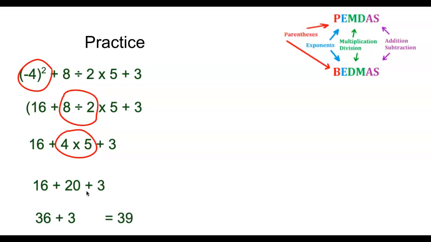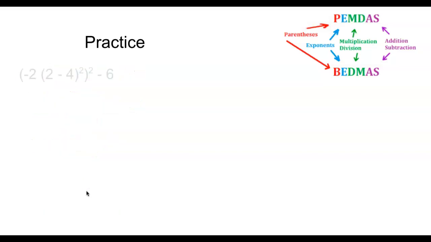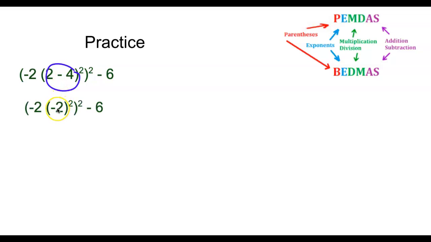Great. Okay, another example. So I have double brackets here. When you have double brackets, go from the innermost first, the inside. So here we have the brackets in the innermost, so we do that first. 2 minus 4 is -2. I now have the -2 here.